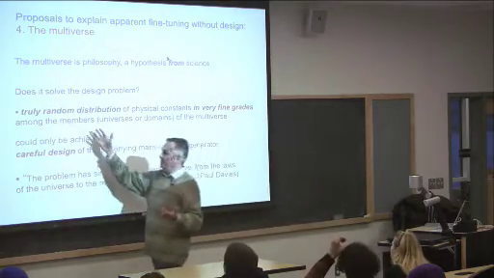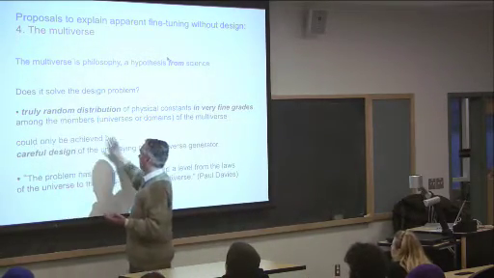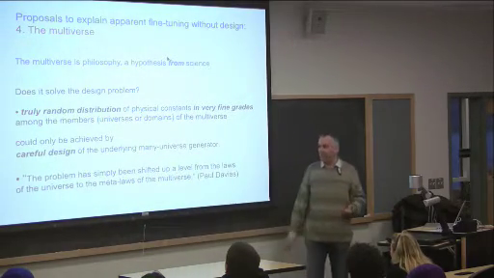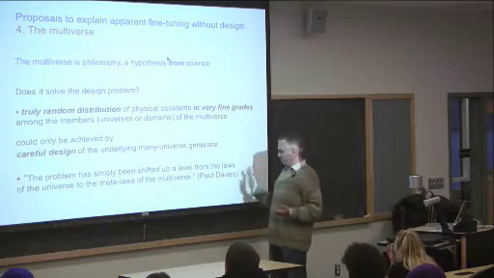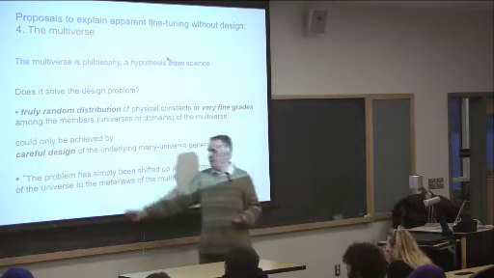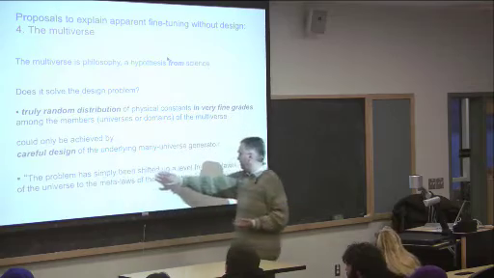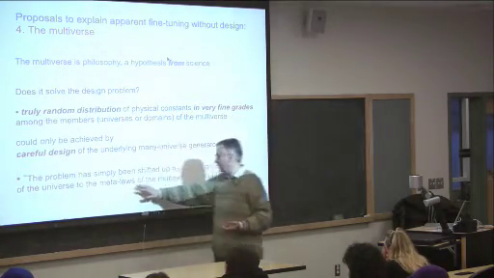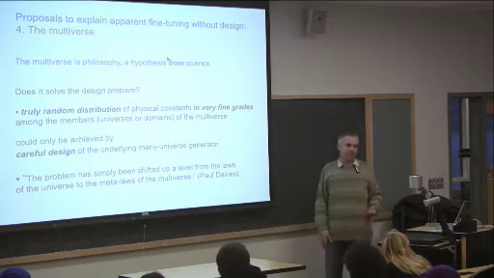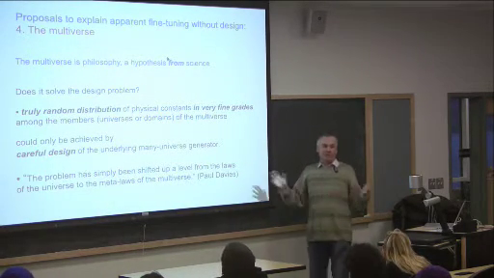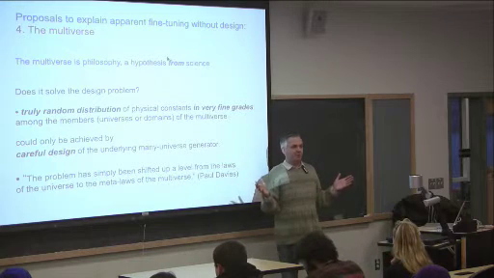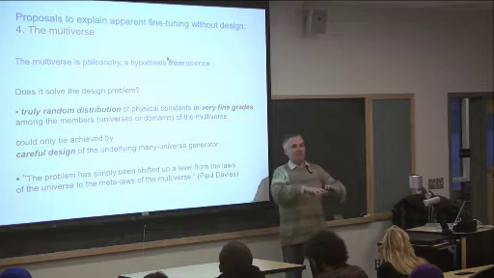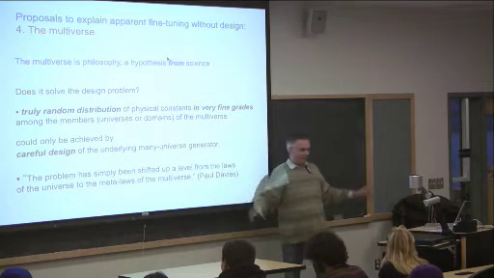So then the argument is this could only be achieved by careful design of the underlying many universe generator. So basically, like the cosmologist Paul Davies says, the problem has simply been shifted up a level from the laws of our universe to the meta laws of the multiverse. So it really doesn't solve the overall design problem. It solves the design problem of our particular universe, but it does not solve the overall design problem.